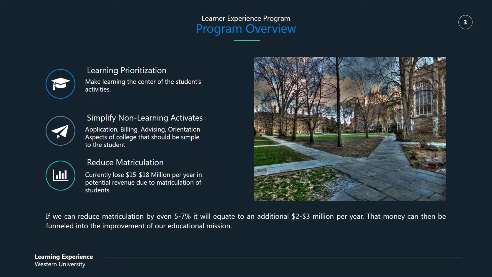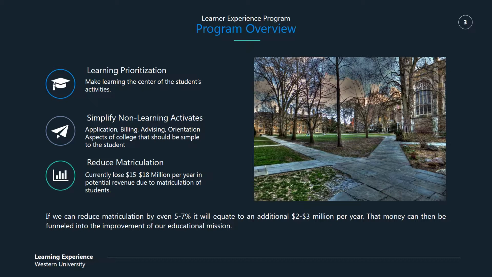So to start with, here's the overview for the program. The Learner Experience Program is meant to centralize learning on the student. The main point of it is to simplify all non-learning activities. Activities like the application process, billing, advising, orientation, aspects of school that should be simple to the student and not necessarily be the hard part of going to college. But if we can reduce the pain of these activities and free up that time for our students to really center on their learning activities, we hope to reduce matriculation.